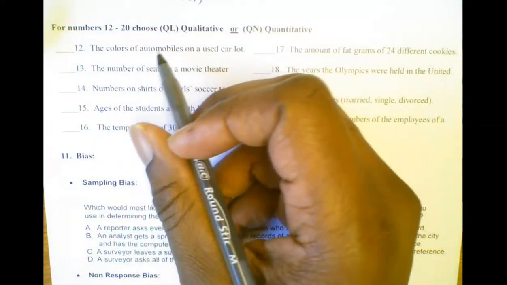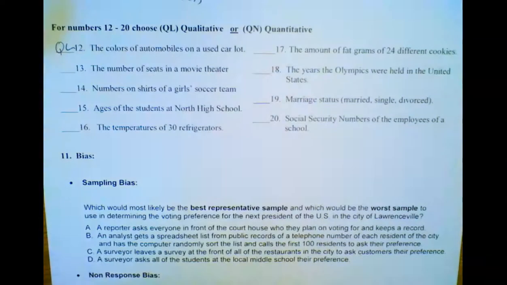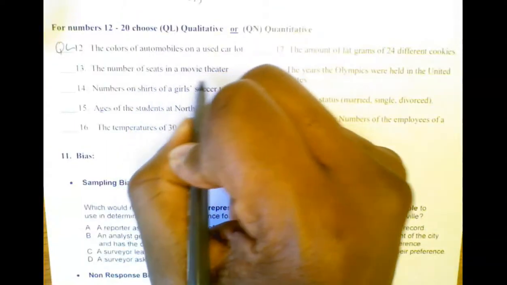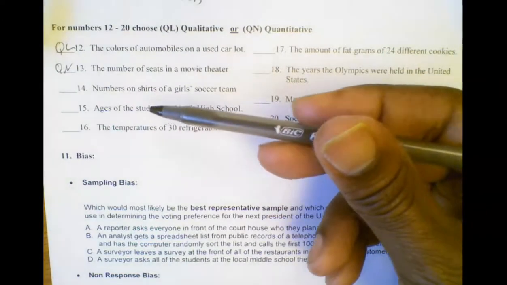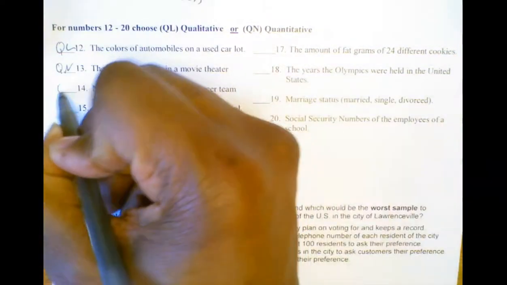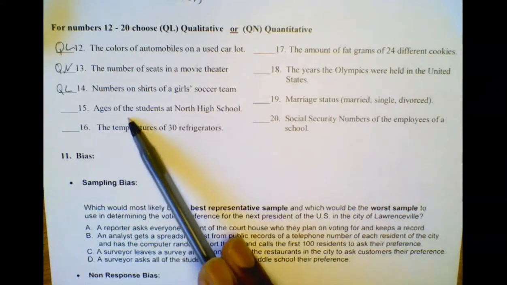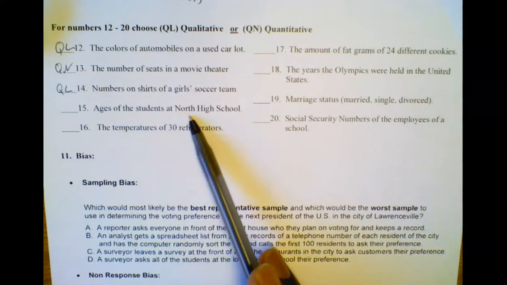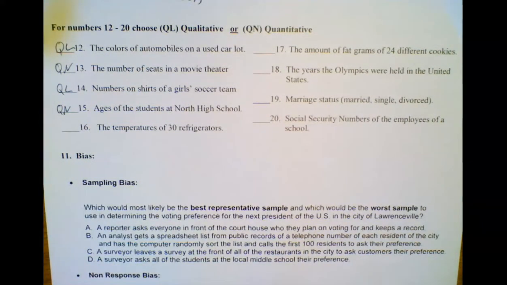The color of automobiles on a used car lot. The colors don't really matter, so that's qualitative. The number of seats in a movie theater, that's quantitative. We can measure that, and that number matters. The number on shirts of a girls' soccer team, so the jersey numbers, that's qualitative. The numbers don't tell you much about them. The age of students at North High School, the ages are a number we can measure, and the ages matter, so that's quantitative.